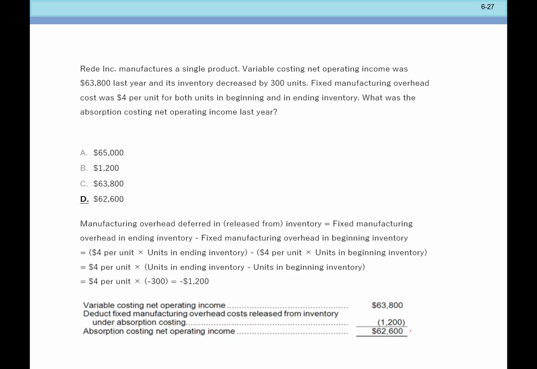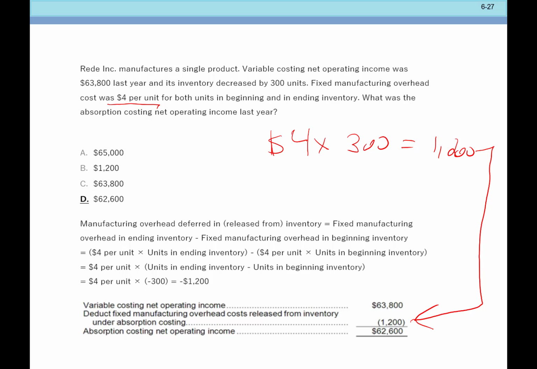Ready Inc. manufactures a single product. Variable cost net operating income was $63,800 last period. Inventory decreased by 300 units. Fixed manufacturing overhead cost is $4. The $4 times the 300 units gives me $1,200 of fixed manufacturing overhead costs that were sitting on the balance sheet that are now going to go to cost of goods sold. And so variable will show $1,200 more income than absorption.